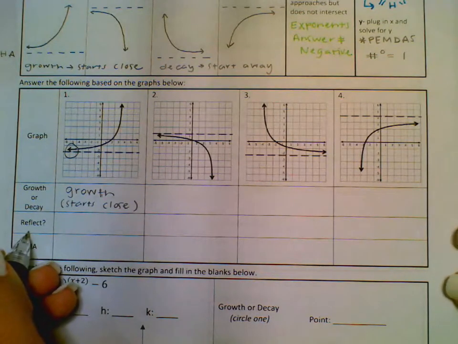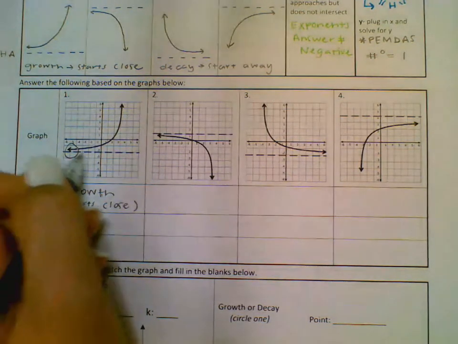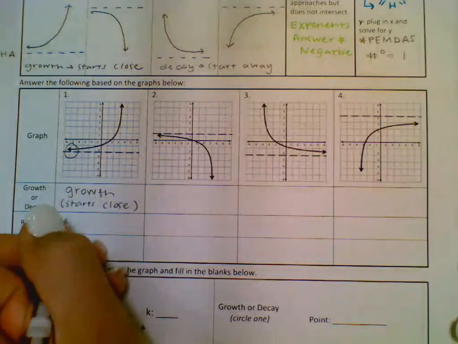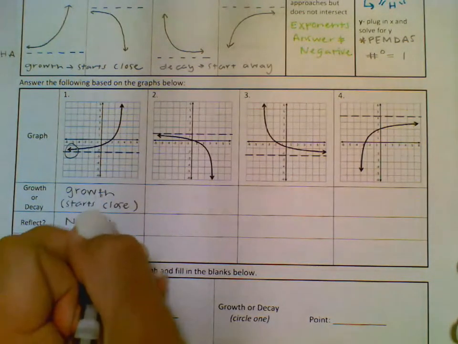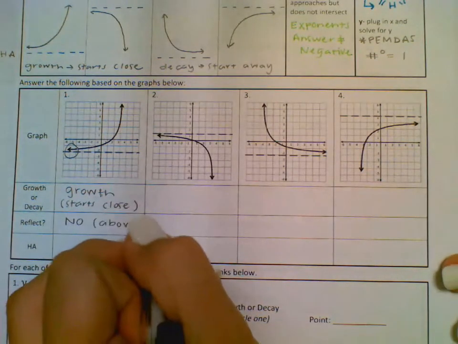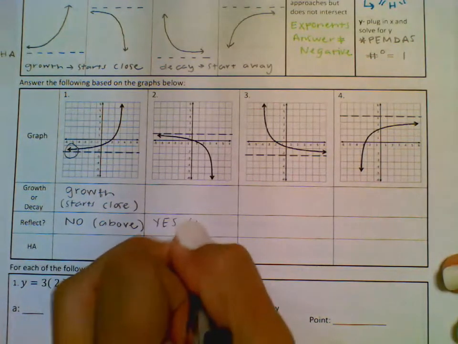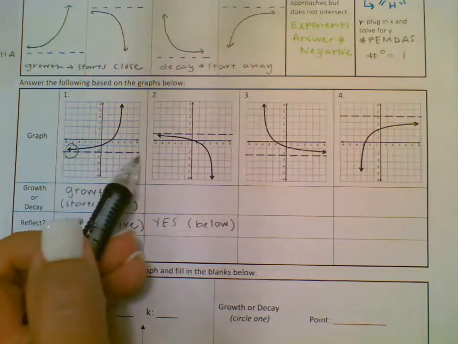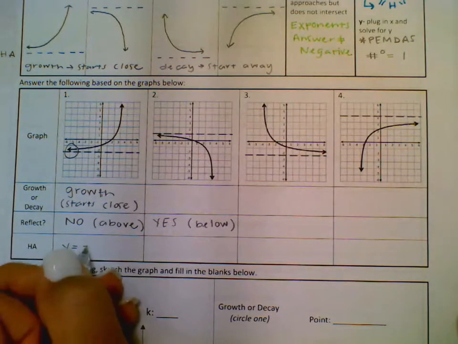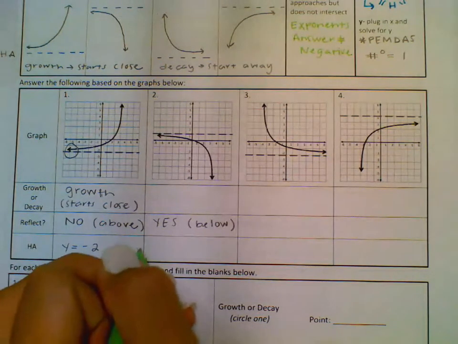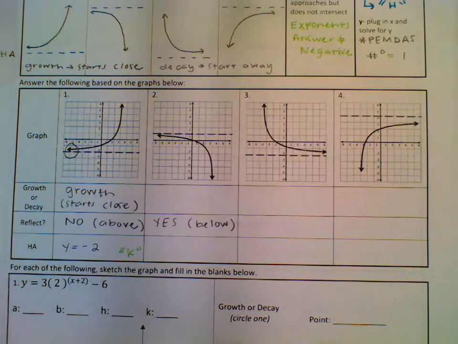If it is a reflection, that's going to be based on if the curve is above the asymptote or if it's below. If the curve is above the asymptote, then that is not a reflection. If the curve is below the asymptote, like number 2, that is a reflection. And then the horizontal asymptote is y equals our k value, but looking at the graph, the asymptote is right here at y equals -2. That is the k value when we see it in a second. So that would be the k value for the equation.